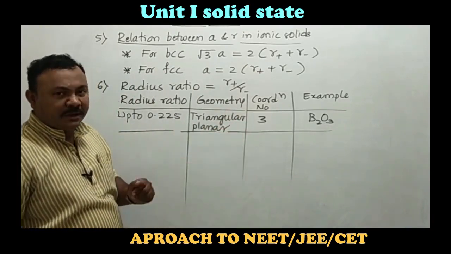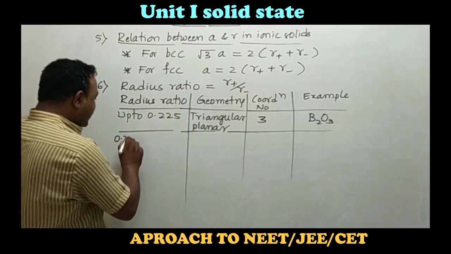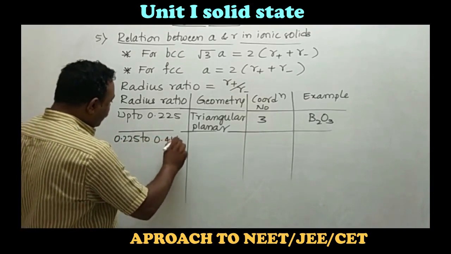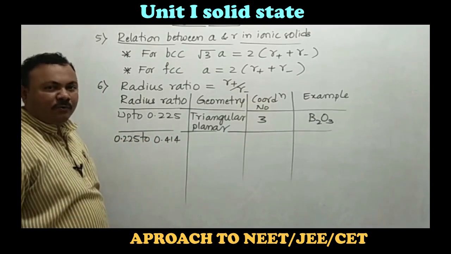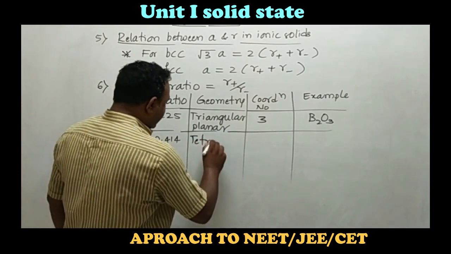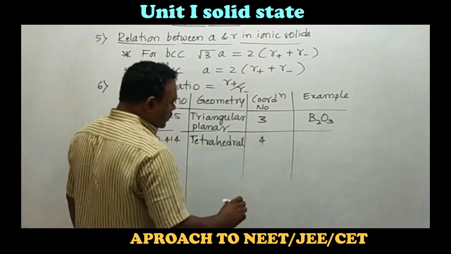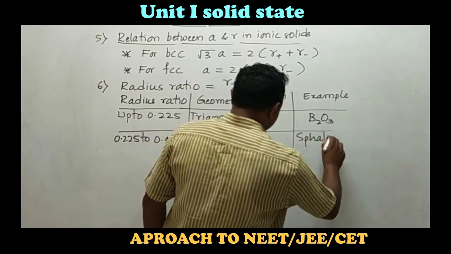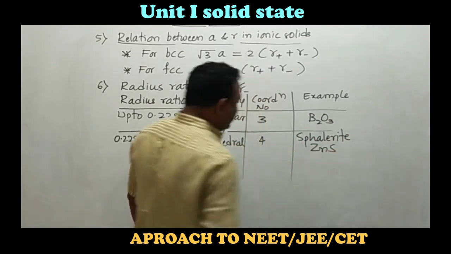Example is B2O3. Now, if the radius ratio value lies between 0.225 to 0.414, we are getting tetrahedral geometry. And here, coordination number is 4. For this, we take one best example. This is a very important example on which we are discussing much more: sphalerite, it is nothing but zinc sulfide.